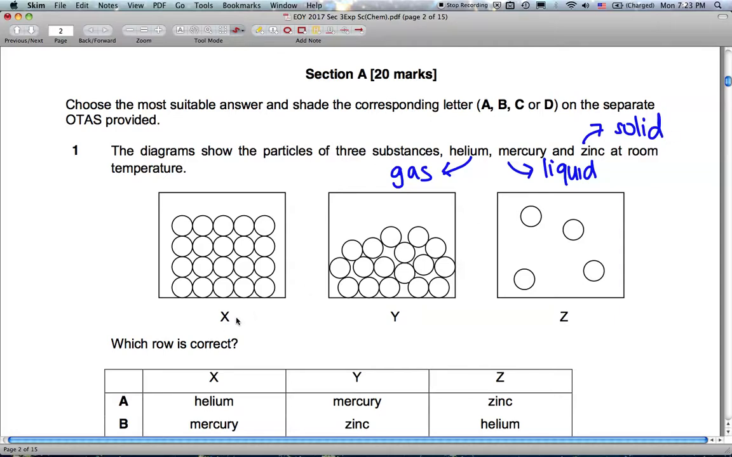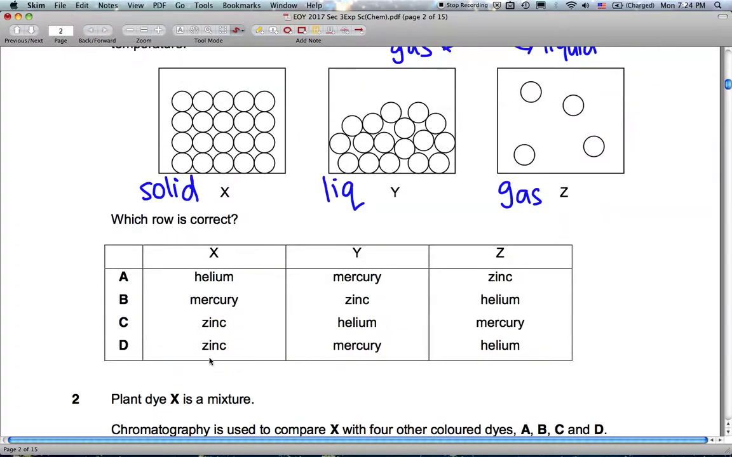So in this case, X describes a solid, Y, since it is irregularly arranged but still closely packed, this is a liquid, and for Z, the particles are spaced far apart, so therefore this is a gas. So if we match that, helium is Z, Y is mercury, and X is zinc. Okay, so the answer is D. D is our answer for question number 1. So this is quite straightforward.